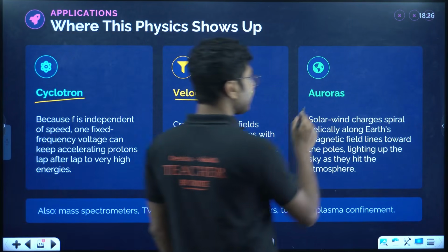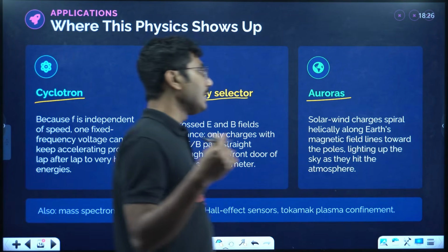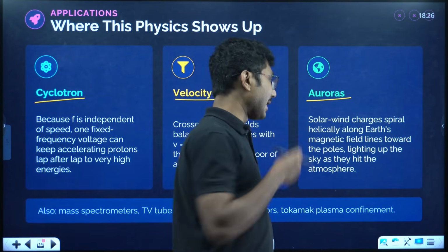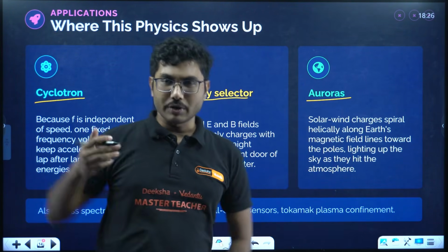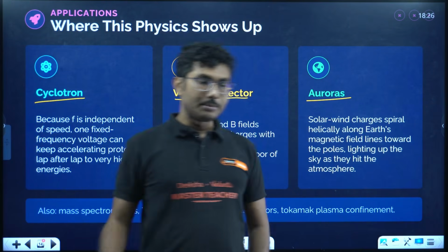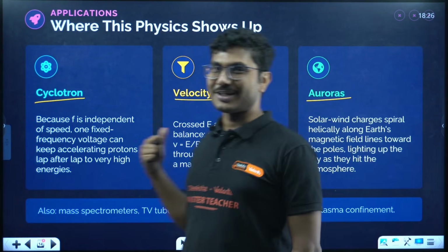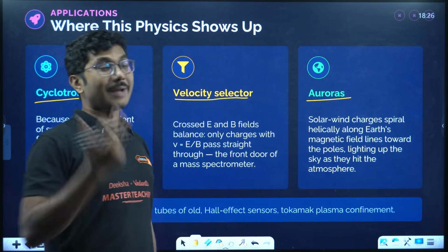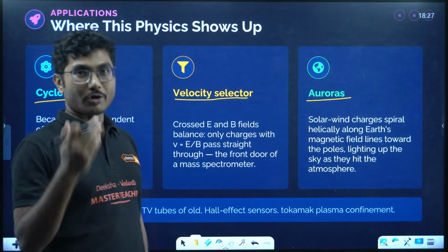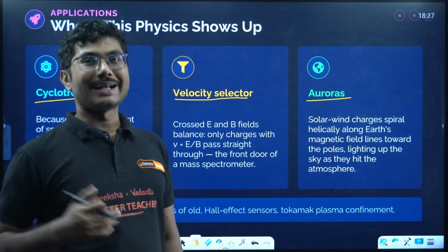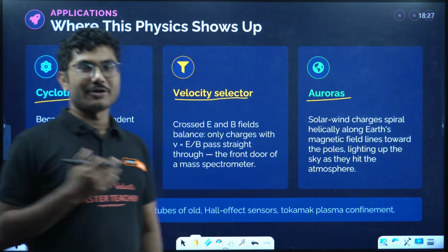Next is auroras. Aurora borealis and aurora australis, both are solar wind charged particles spiraling helically along Earth's magnetic field lines toward the poles, lighting up the sky as they hit the atmosphere. So aurora borealis, one of the beauties of nature, is possible because of this motion of charged particles in a magnetic field. Here the magnetic field is Earth's, and the charged particles get trapped around the poles only, and those particles interact with Earth's atmosphere and create beautiful light, northern light, southern light.